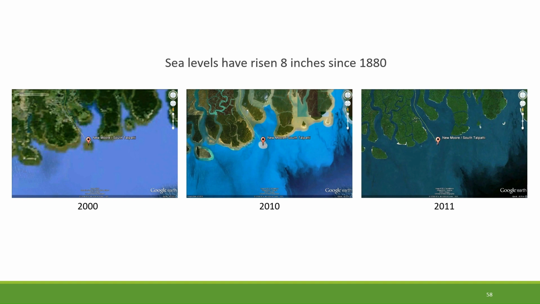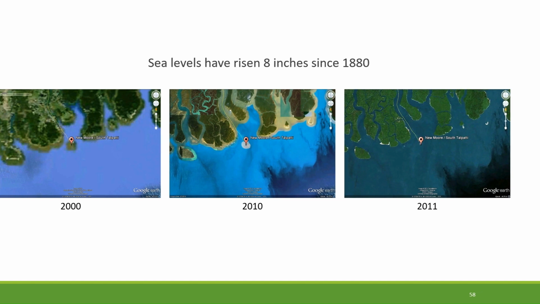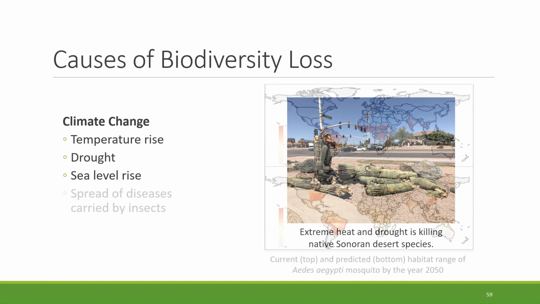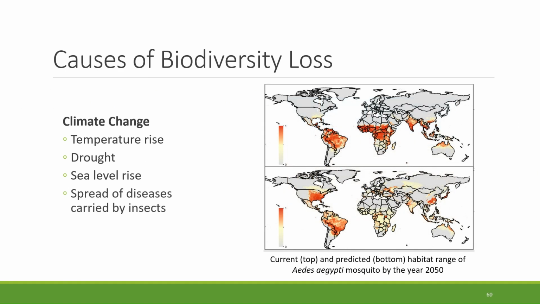So naturally, if land is being swallowed by the ocean, the species that reside in those shoreline habitats are under threat. The final way that biodiversity is threatened by climate change is through the change in habitat ranges of insects that carry diseases. So there's a lot of insects that carry diseases that are transmittable to humans and other animals, including fleas or ticks or mosquitoes.